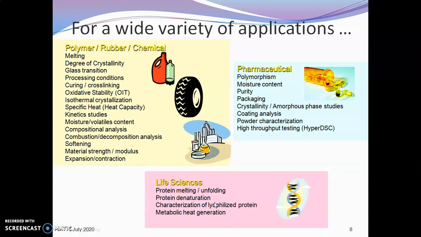In the pharmaceutical industry, we can study polymorphism, moisture content, purity, packaging, then amorphous phase studies or crystalline phase studies, coating analysis, powder characteristics, high throughput screening. All this we can study in the pharmaceutical industry. In the life sciences, we can study protein melting or unfolding, protein denaturation, characteristics of lyophilized protein, or metabolic heat generation. So in all these types of industry, thermogravimetric analysis plays a very major role.